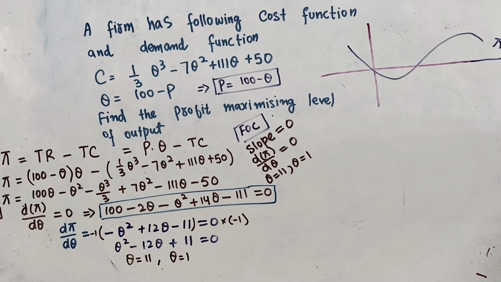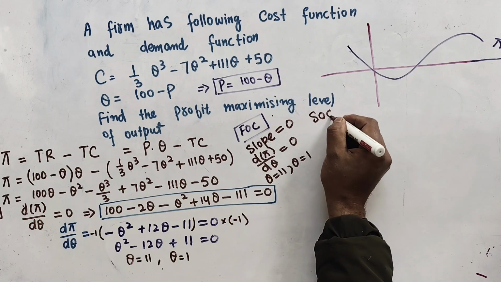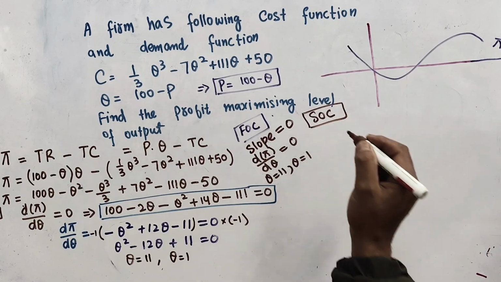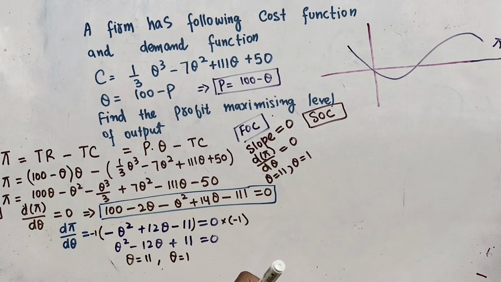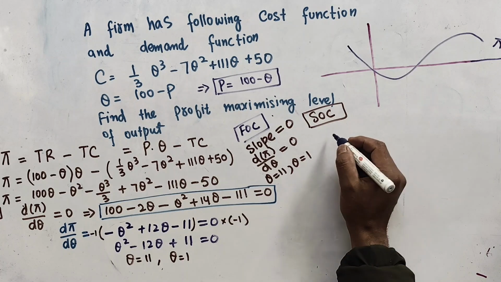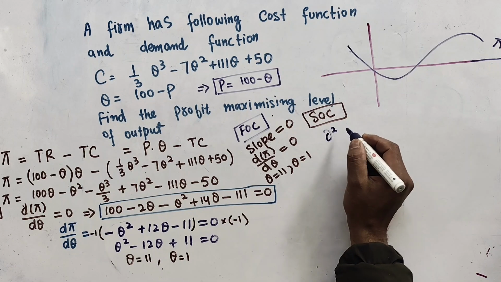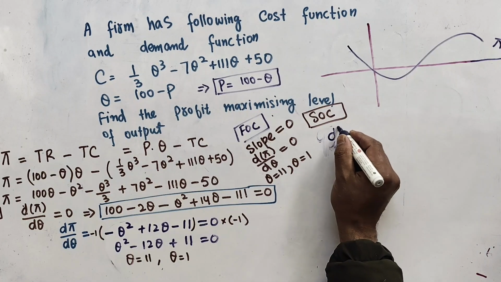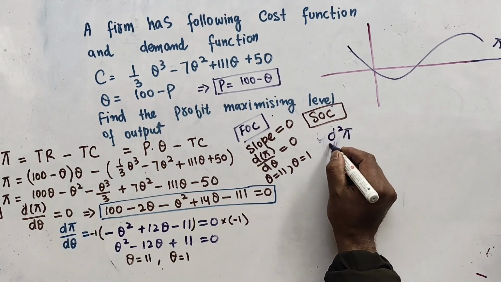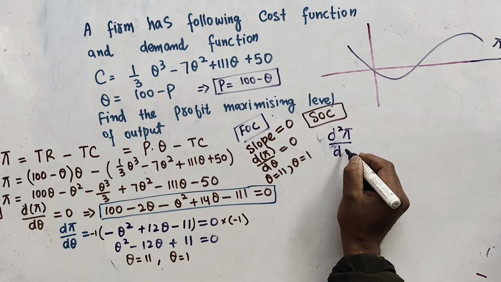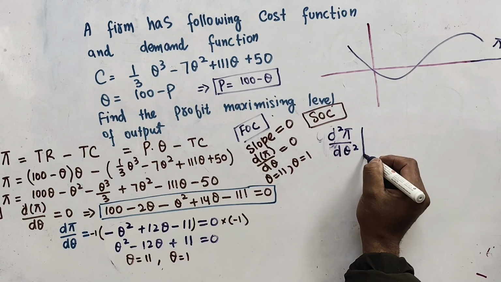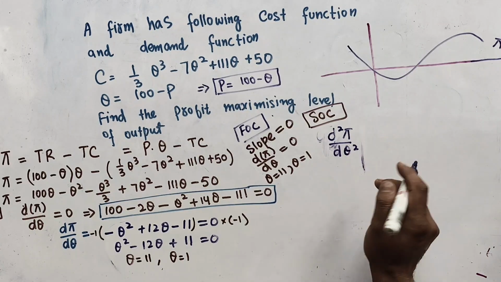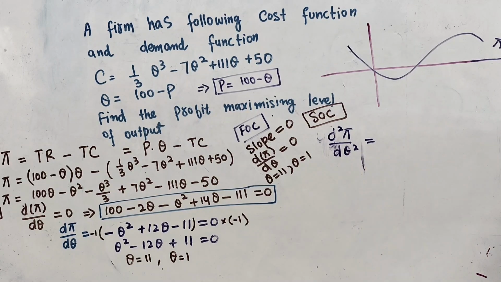Now we need to find out the second order condition. Okay, for second order condition, for maximum or minimum, we need to take the second derivative of the profit function with respect to output, and we need to evaluate it at the critical points. So let us first find out the second derivative of the profit function.